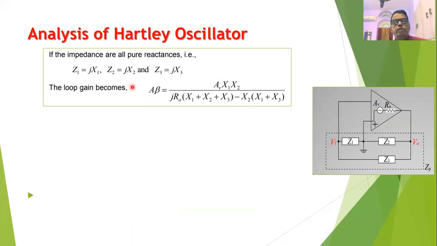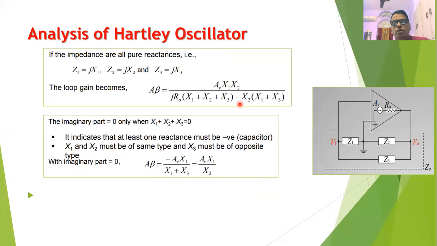Now we know that Z1 is the impedance of the inductor L1, Z2 is the impedance of inductor L2, and Z3 is the impedance of capacitor C. Therefore we can write Z1 equal to jX1, Z2 equal to jX2, and Z3 equal to jX3. When I substitute the values of Z1, Z2, and Z3 in the equation, the loop gain A beta can be written as A_V X1 X2 divided by j R_O times (X1 plus X2 plus X3) minus X2 times (X1 plus X3), where we are taking the j term common in the bracket.